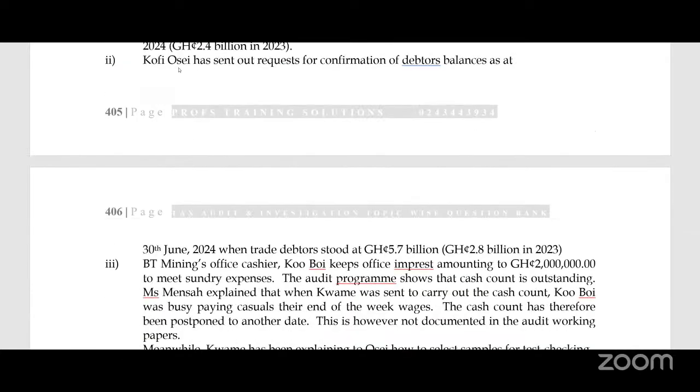Now, Kofi Osei, who is a trainee, has sent out requests for confirmation of debtor balances at 30th June, and the trade debtors stood at 5.7 billion. Let's see. 5.7 billion out of the total of 8.4 times 100. What percentage is it? 67% of total assets. How would a senior be working on a less material area and then a trainee, who's not even a trainee, is working on the most material area? Does it make sense?